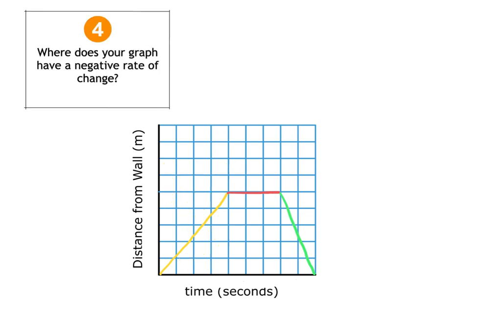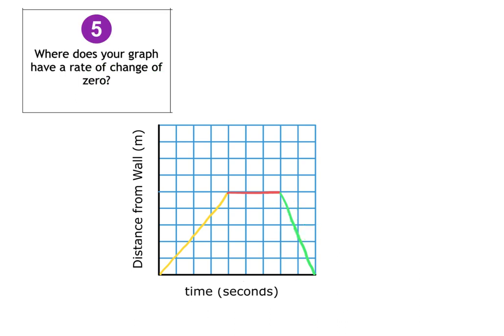Next, we're asked to identify where our graph has a negative rate of change. The negative rate of change occurs where the distance from the wall is decreasing or the line's going down. This is happening while the person is running back towards the wall, or the third line segment.